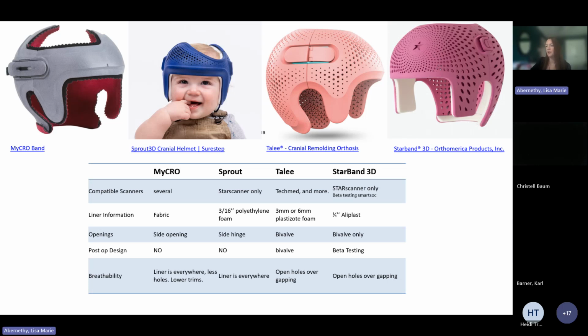For breathability, the Autoblock, this is feedback that I got when I asked around, and I saw a whole session on this last year. They said that because the liner is everywhere, there's a little bit less breathability for the Micro and for the Sprout. But the other two do not have the liner over the areas of gapping, which increases the breathability. So this is what I've heard so far.